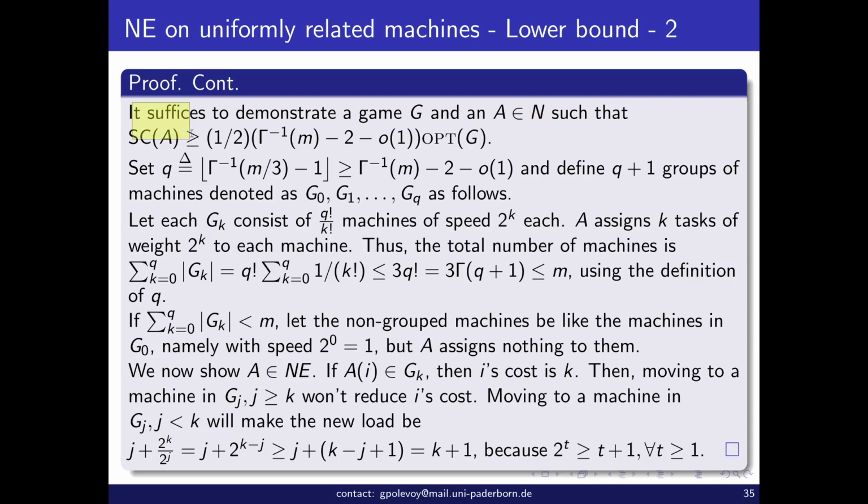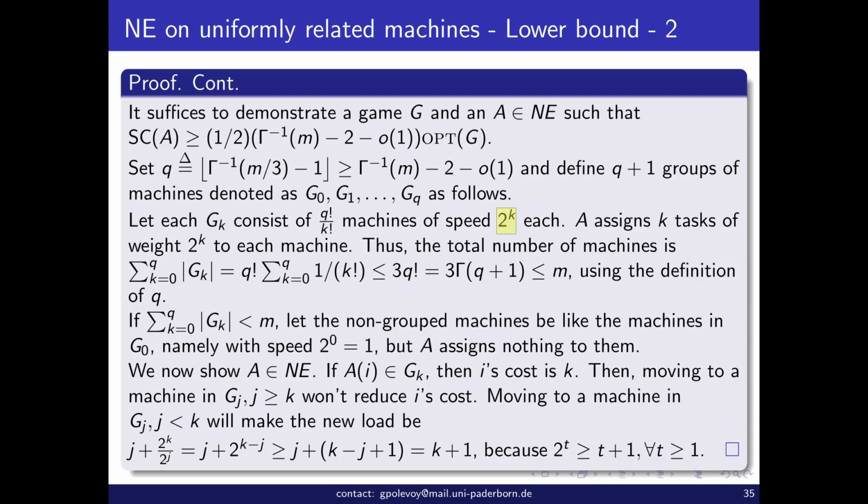The social cost of the Nash equilibrium is at least half the reverse of gamma minus 2 minus little o of 1 times P. So we are defining now this game and this A. So we take this Q and define P plus 1 groups of machines. Now each group, the group K, consists of Q factorial divided by K factorial machines of speed 2 to the power of K each. Now A assigns K tasks of weight 2 to the power of K to each machine. So how much does it cost basically to run on this machine? K times 2 to the power of K divided by the speed, which is also 2 to the power of K. So it's K.